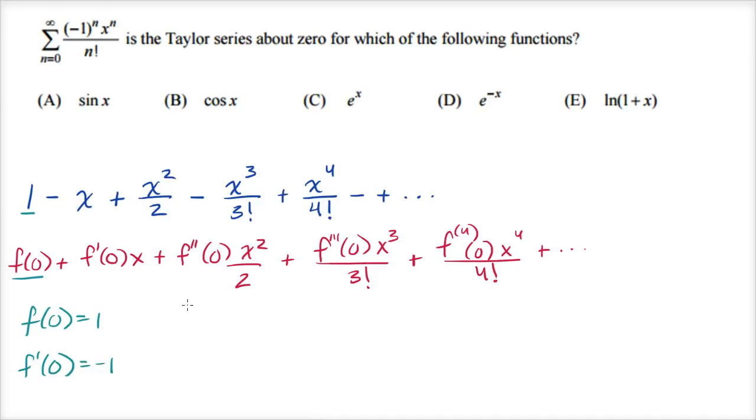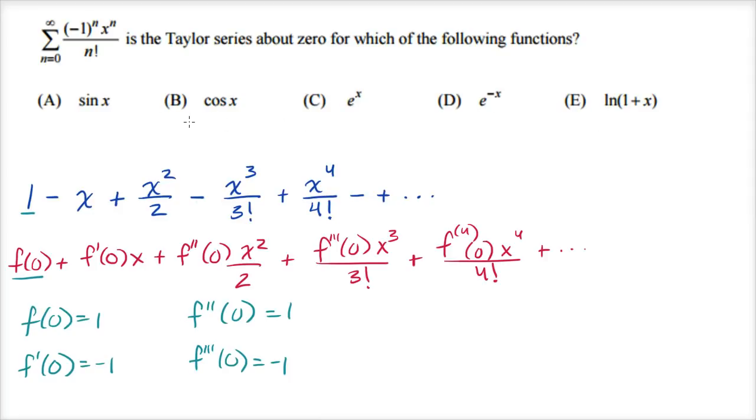And we could keep going. It means that the second derivative at 0 is going to be the coefficient on this x squared over 2. So that's got to be equal to 1. And you see the general idea that the third derivative at 0 is equal to negative 1. It's the coefficient on the x to the third over 3 factorial, which is negative 1 right over here. And so just using this information, can we figure out which of these it is?